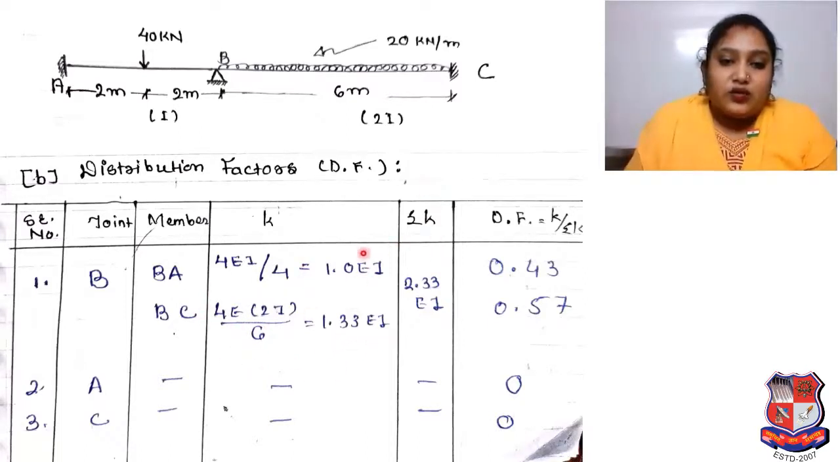So you have to add both, because it is the summation of K. So 1 and 1.33, so the summation of K will be 2.33 EI. Now for the distribution factor, we take K, the stiffness, upon the sum of K. So 1 upon 2.33, right? So here 0.43 because EI will be cancelled. In the BC case, the stiffness is 1.33 divided by 2.33. EI will be cancelled. So the distribution factor will be 0.57.